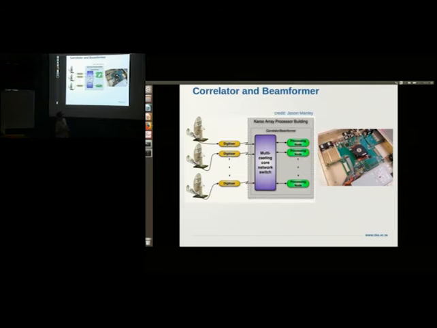The processing nodes are SKARABs, and a SKARAB can be configured to be either an F engine or an X engine or a B engine, and it can do this because of the field programmable gate array, FPGA, technology. SKARAB is fitted with a Virtex 7 FPGA, and this is a picture of the SKARAB boards. The FPGA is underneath the fan.